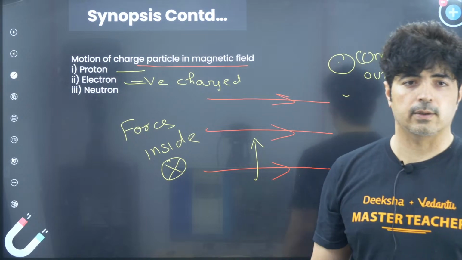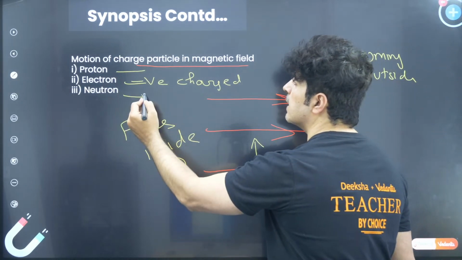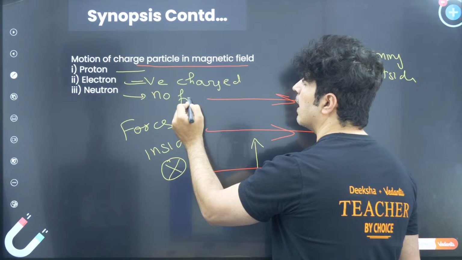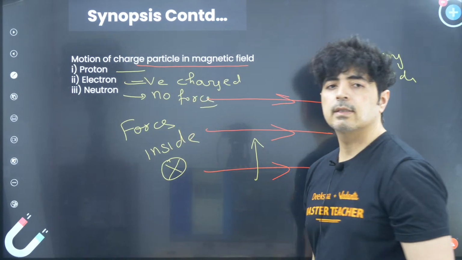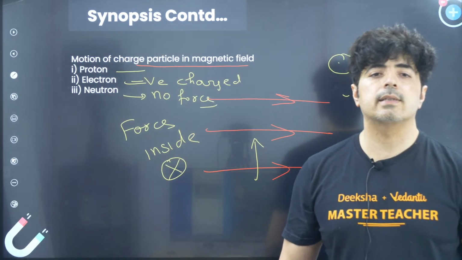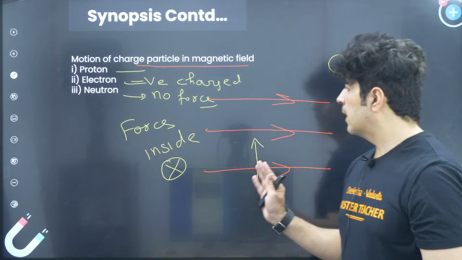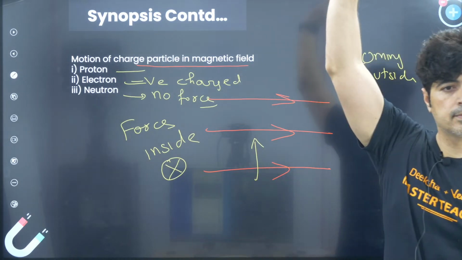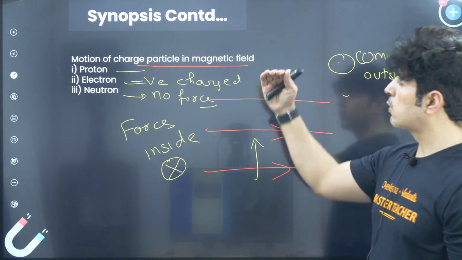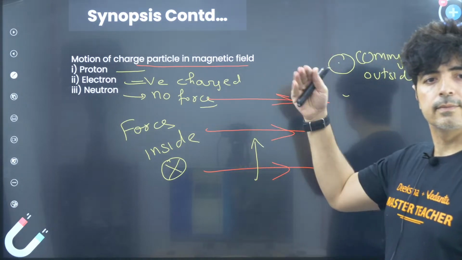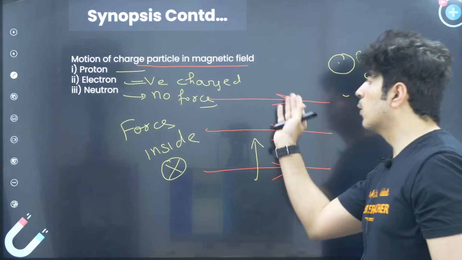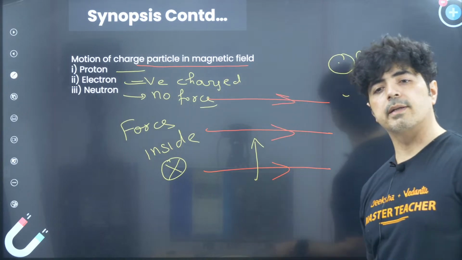Just understand this part. And the neutron will experience no force. Why no force? Because it is neutral in charge. So if a neutron goes, it will just go straight. If you have an electron, it will come out and take a circle. If it is a proton, it will go in and make another circle in the inside direction.